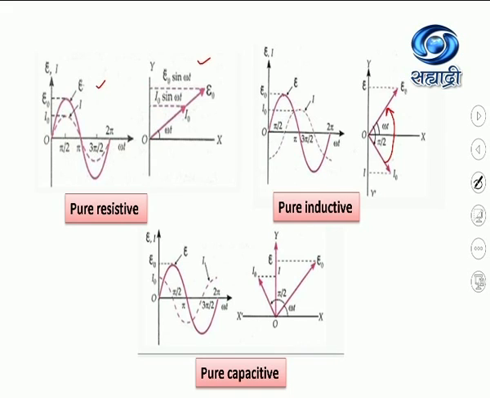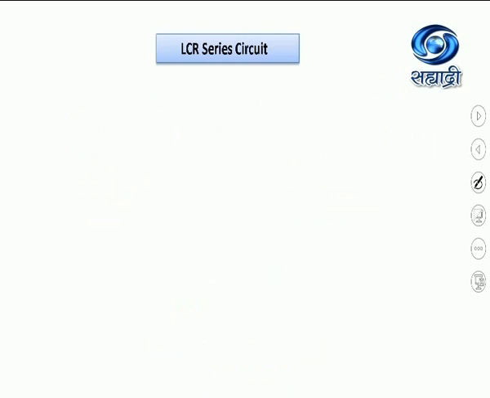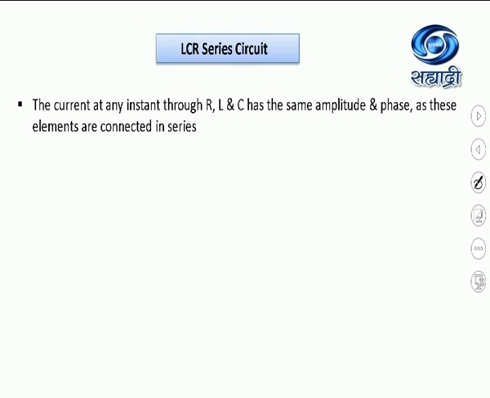For purely capacitive circuit, current leads the EMF in phase by pi by 2 radians. So that also is reflected in the phasor diagram. EMF phasor is shown in this manner and current is leading the EMF in phase by pi by 2 radians. So that is also shown with the help of this phasor diagram. Now next topic is LCR series circuit.